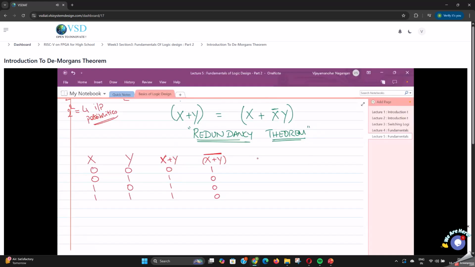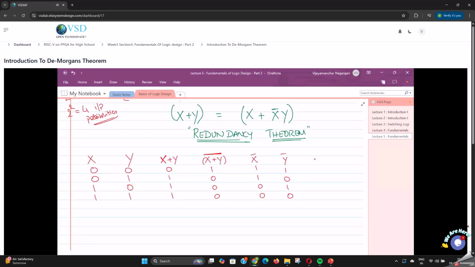So let me invert X alone. Let me invert Y alone. What will I get? X is 0, so X bar will be 1. X is 1, so X bar will be 0. Y is 0, Y bar will be 1. Y is 1, Y bar will be 0. Y is 0, Y bar will be 1. Y is 1, Y bar will be 0.